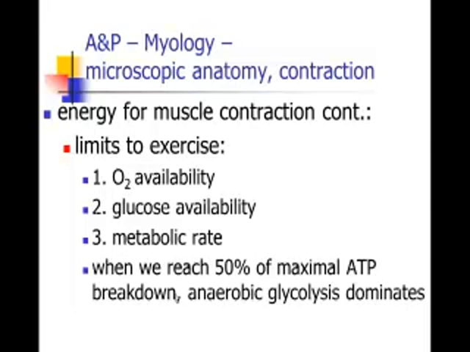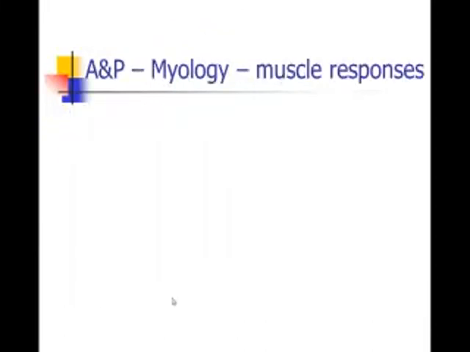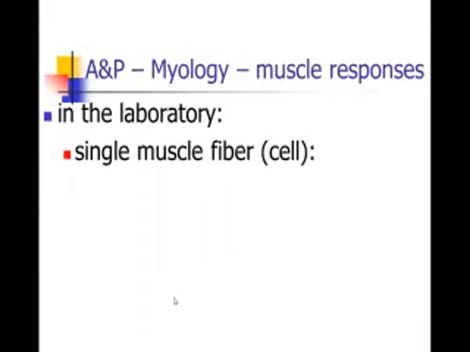When your tissues, your muscles in particular, get up to about 50% of maximal ATP breakdown, then you shift away from aerobic breakdown of the materials, and you shift over to anaerobic glycolysis.